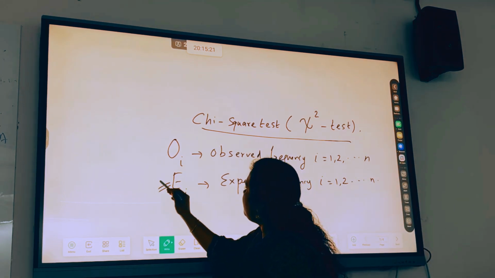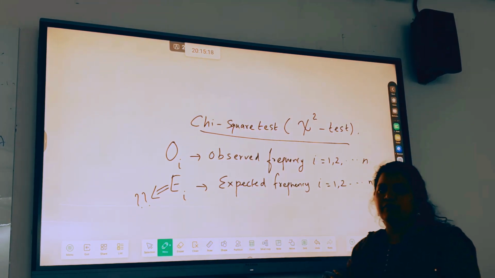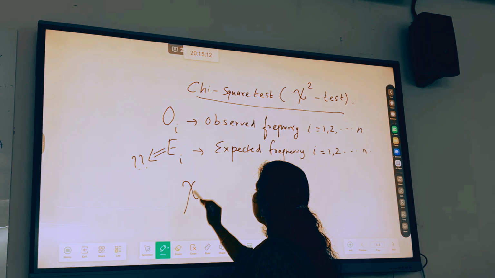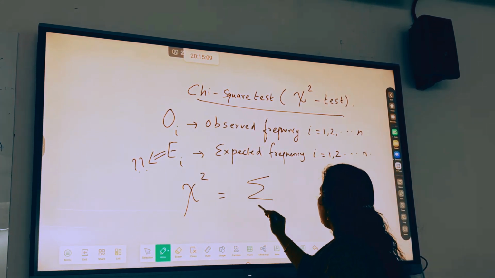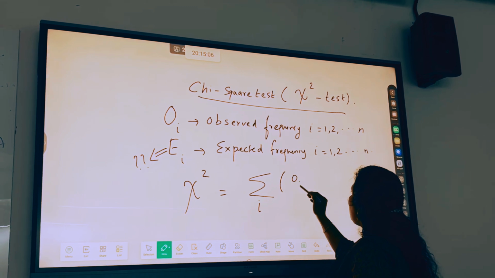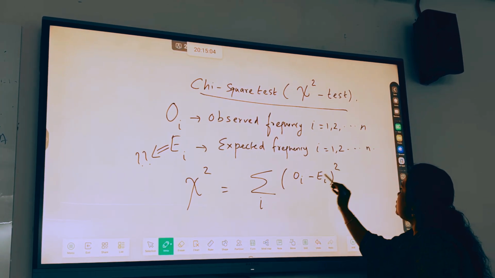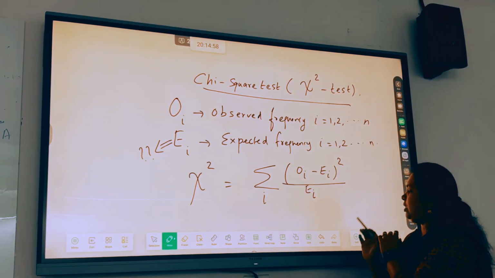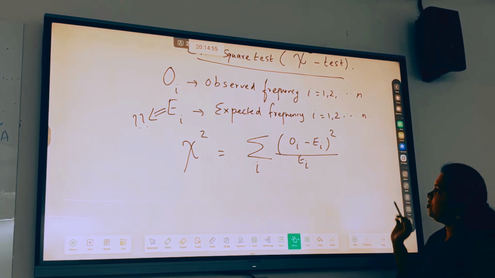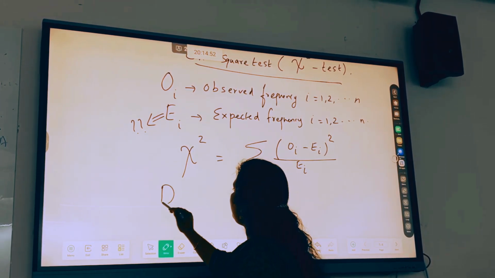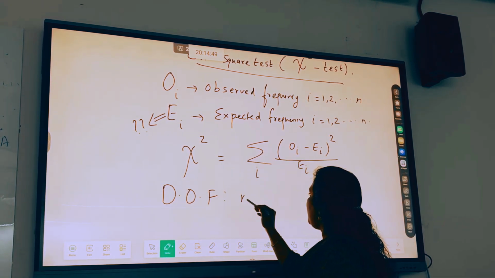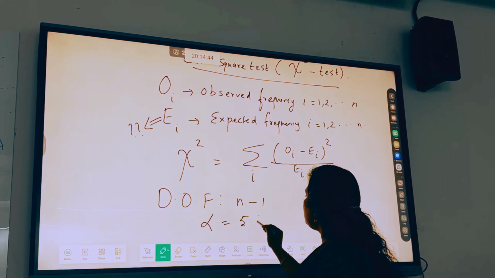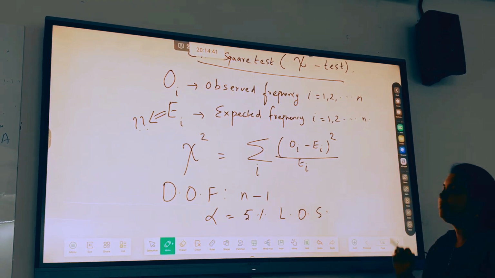Now for most of the problems, we are going to have to find EI. What is the formula for the chi-square test? It is the summation over I of OI minus EI, the whole squared, divided by EI. So within the summation you will write the formula. Next is the degree of freedom, which is n minus 1, and alpha is the 5% level of significance.